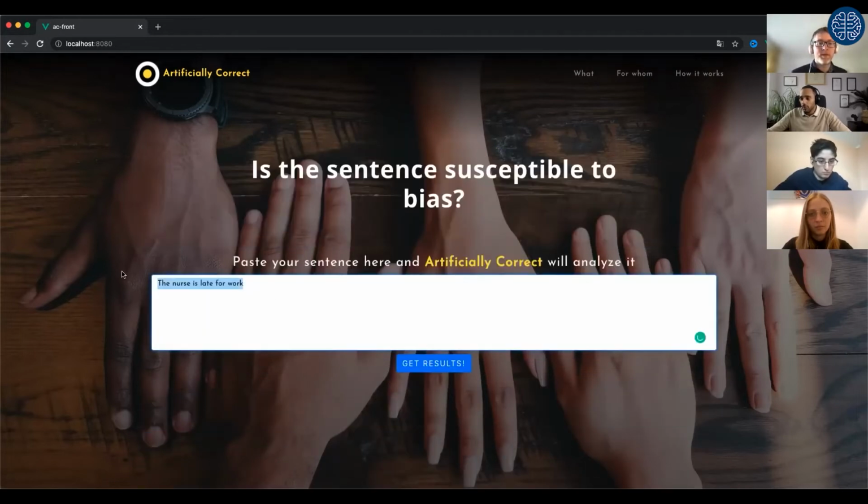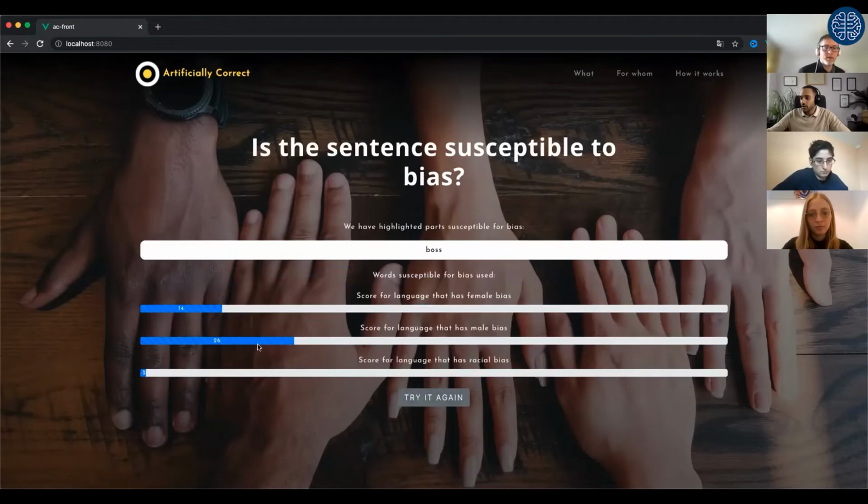If you want to only look at words, let's just take the term boss that we had earlier. Give that in, and then we can see that boss has a larger male bias. That way, we can flag and show people how biased, or how likely it is that a word or a sentence is prone to bias in machine translation.